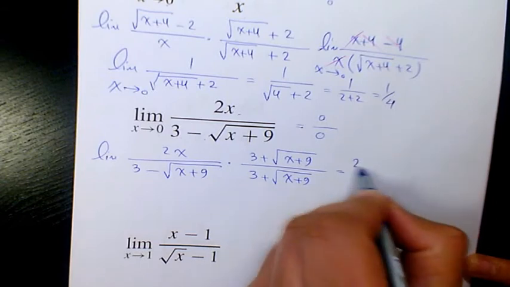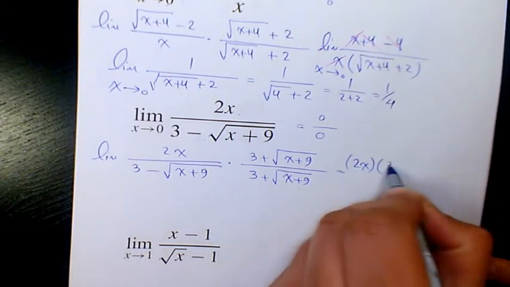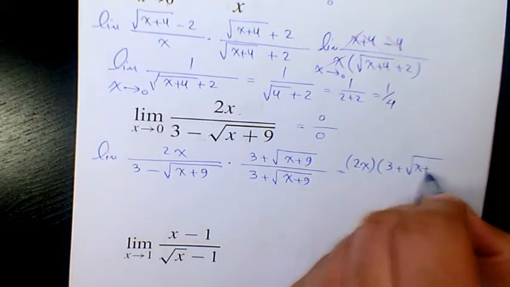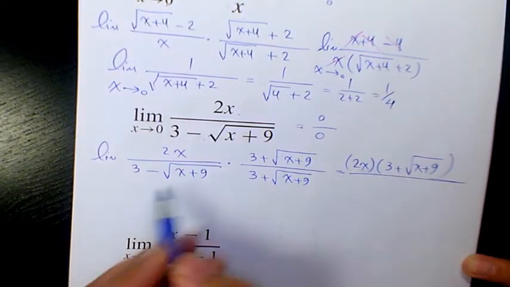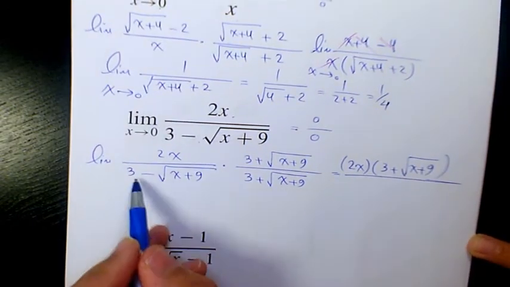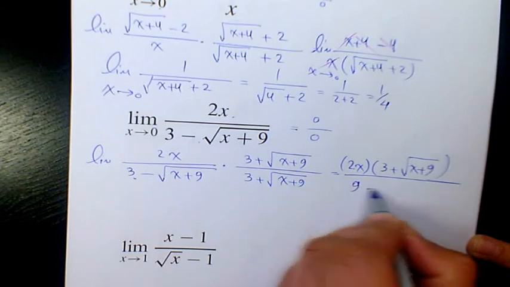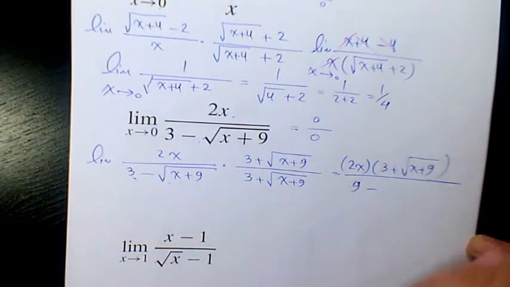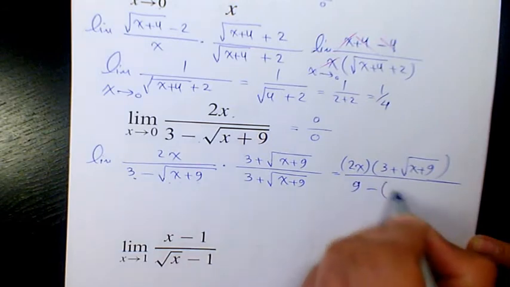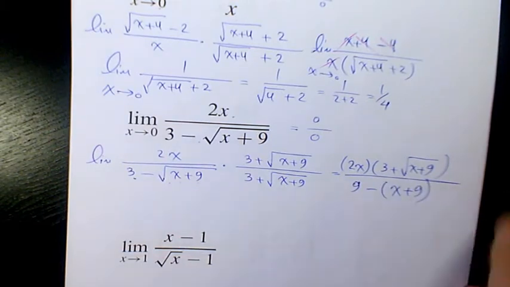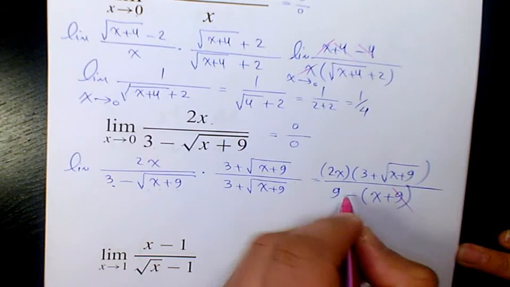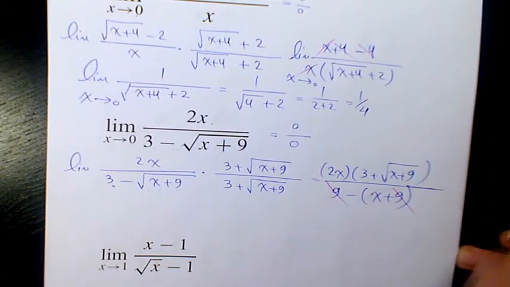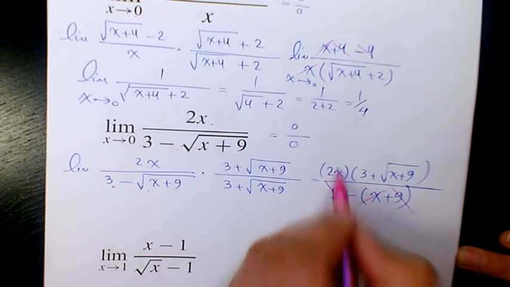So when you do it, it's going to be 2x times 3 plus square root of x plus 9 divided by difference of squares. 3 to the power of 2, 9, minus square root of x plus 9 to the power of 2. The power of 2 and the square root cancel out. So it's going to be x plus 9. Then 9 and negative 9 cancel out. We have negative x only. This x and x cancel out.